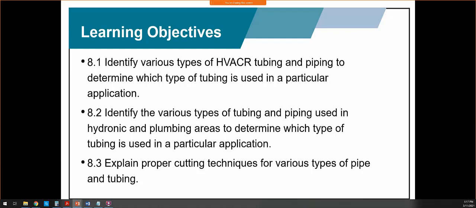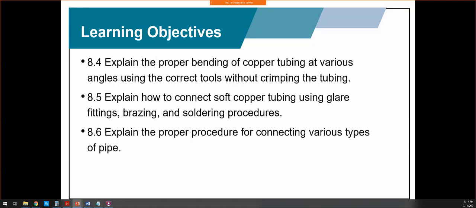There's differences between the two. We have to know which type is best for the application we're going to be using it in. So, we want to keep that in mind. All right. And then we're going to explain the proper cutting techniques for various types of pipe and tubing. Explain the proper bending of copper tubing at various angles using the correct tools without crimping the tubing.